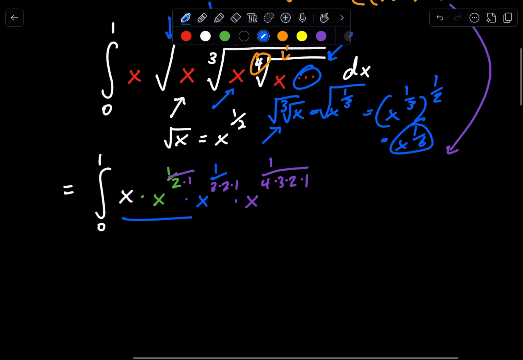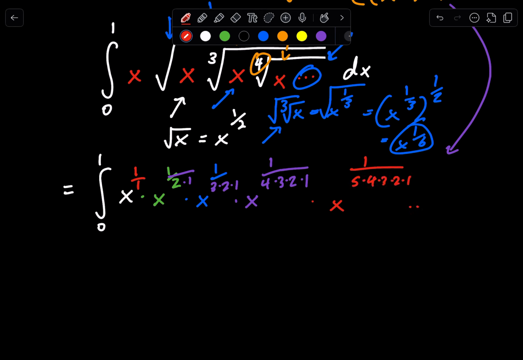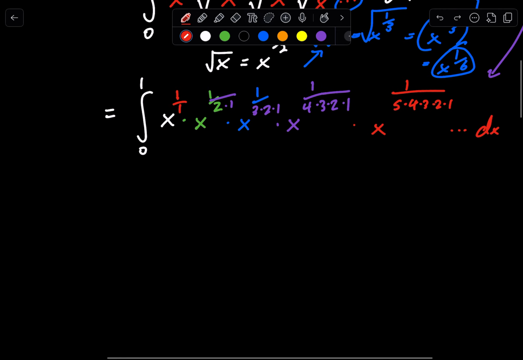But can we see any pattern emerging with these x's to generalize this? And in fact, we can see a pattern. So this is x to the 1 over 1. We see x to the 1 over 2 times 1, x to the 1 over 3 times 2 times 1, x to the 1 over 4 times 3 times 2 times 1. Then you multiply by x to the 1 over 5 times 4 times 3 times 2 times 1, and so on and so forth, dx. And these are all multiplying. These are not adding, so you can't say that. Now, I'm going to clean this up a little bit.